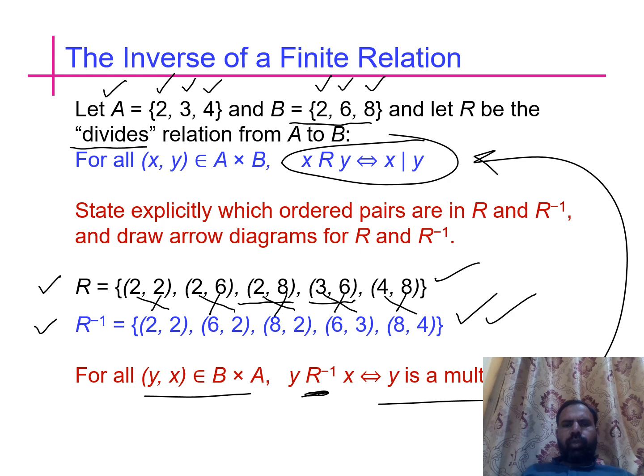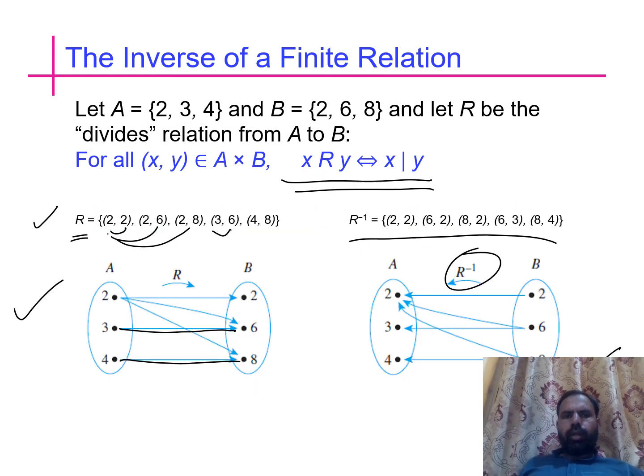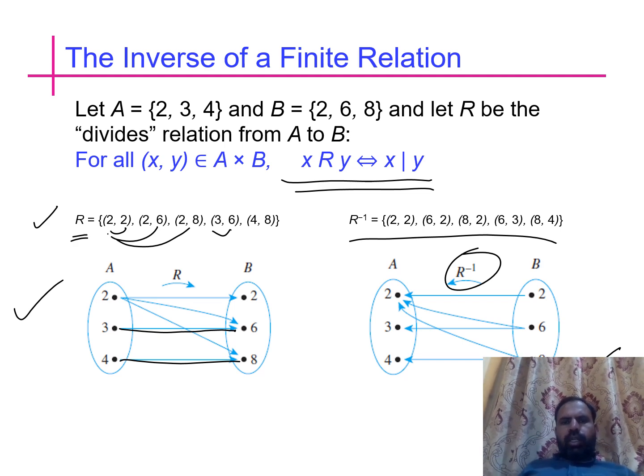In R, if we have (2, 2), we replace the places of all these. (2, 6) in R becomes (6, 2) in R inverse. If this is (2, 8), this will become (8, 2). For the inverse of a finite relation, we take A and B as two sets. So if R is this and R inverse is this, then by a diagram we can show all the relations of R, and this shows the relations of R inverse.